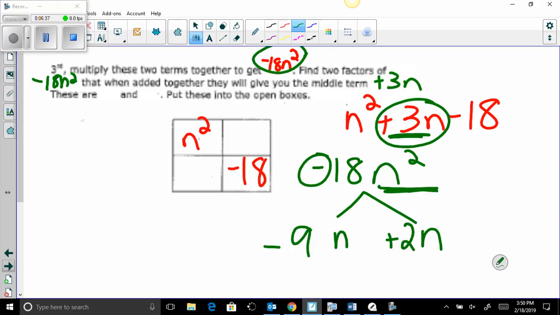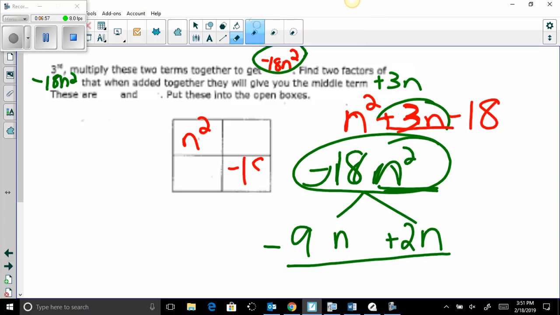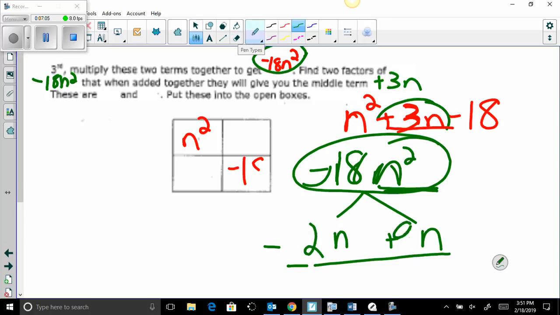Would negative 9 and 2 work? They multiply to give me negative 18n squared, but do they add to give me what I had up here, which is 3n? They don't add to give me 3n, so is this situation going to work? No. Well, what if I went ahead and switched it around to negative 2 and 9? They multiply to give me negative 18n squared, but do they add to give me positive 3? No, so it clearly is not these factors.